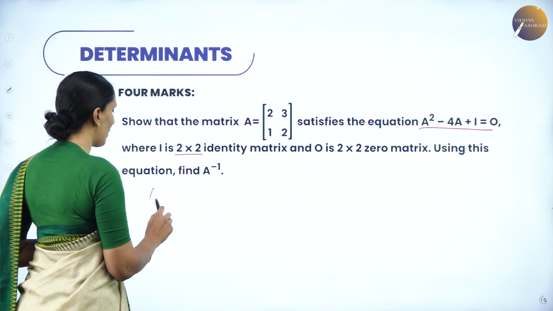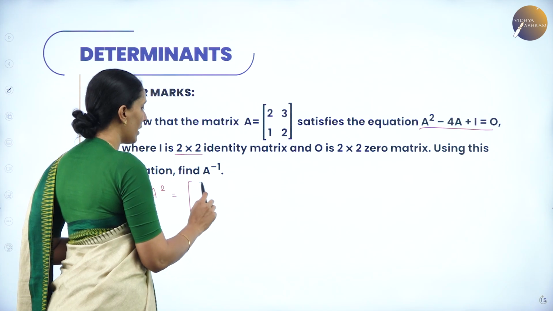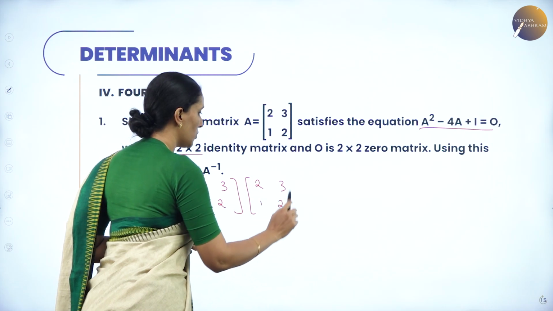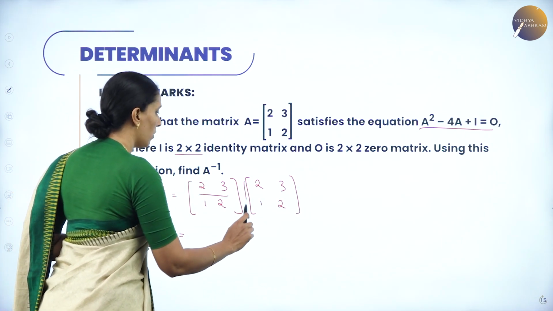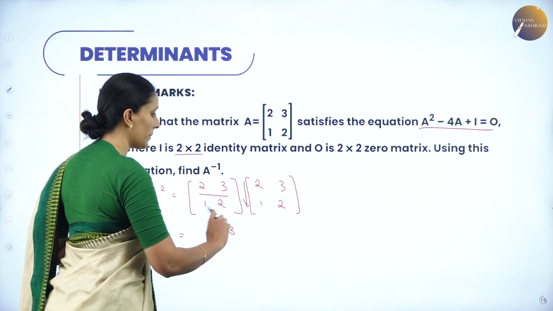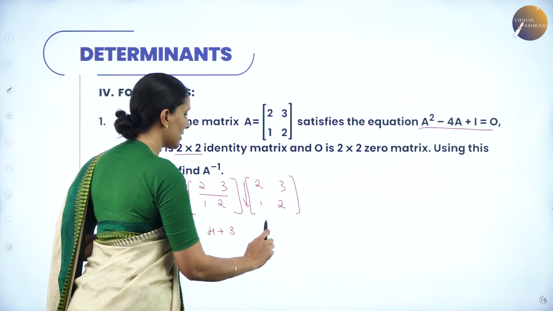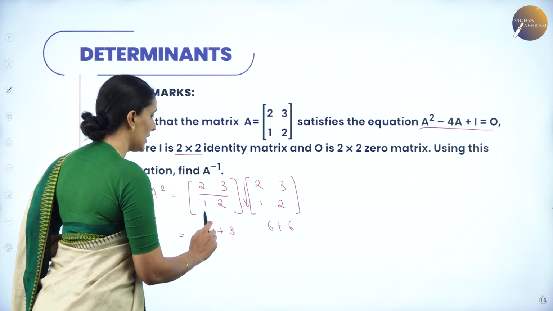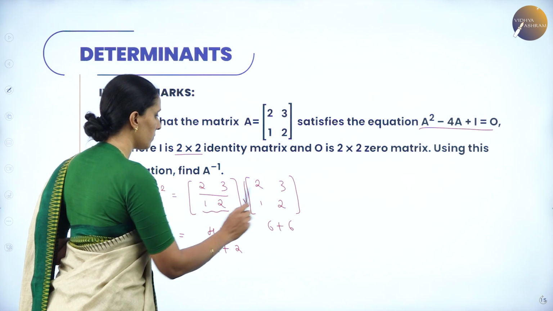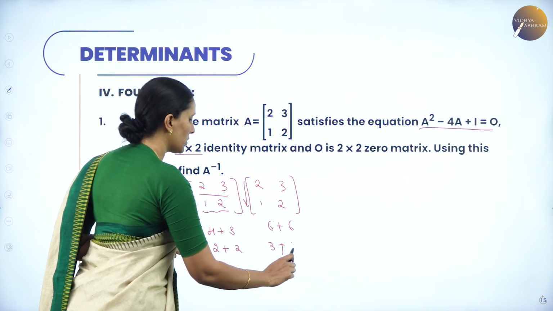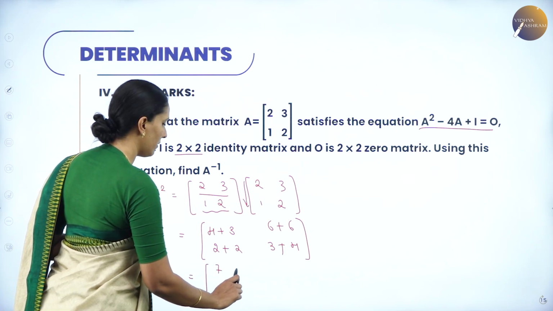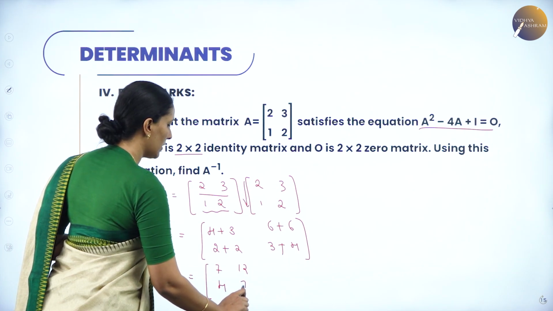So let's find A square first. A square is 2, 3, 1, 2 times 2, 3, 1, 2. Let's take row into column. So 2 2s are 4 plus 3 1s are 3. First column is done. Let's move on to the second column. 2 3s are 6 plus 3 2s are 6. Next with the second row. 1 2s are 2 plus 2 1s are 2. 1 3s are 3 plus 2 2s are 4. So we have matrix A square as 7, 12, 4, 7.